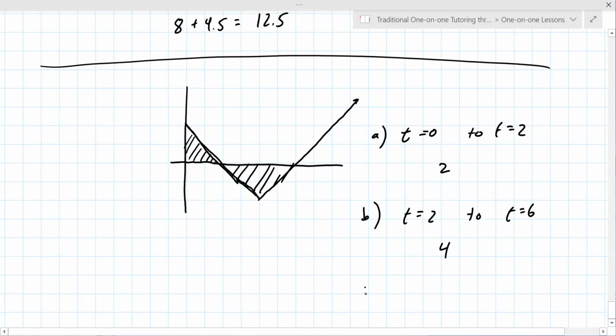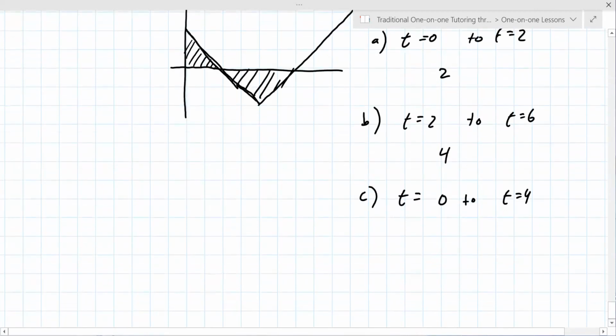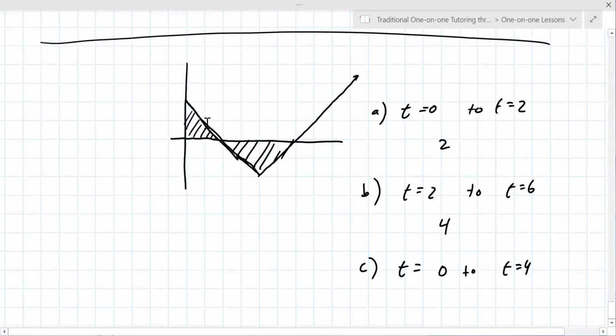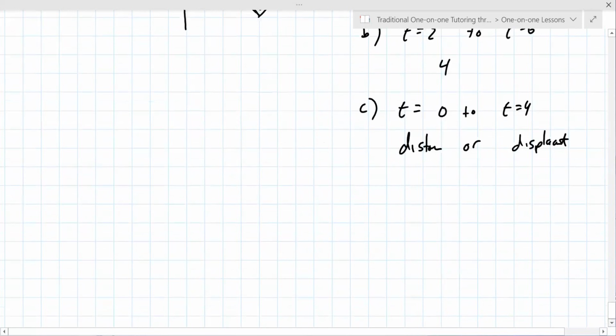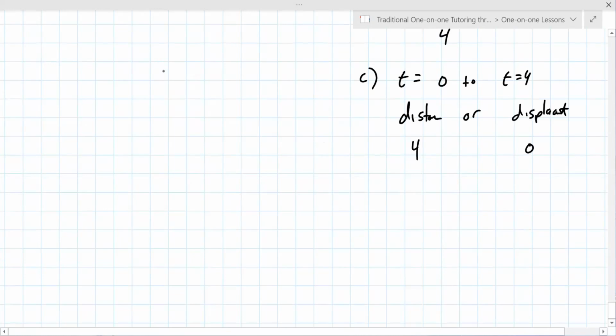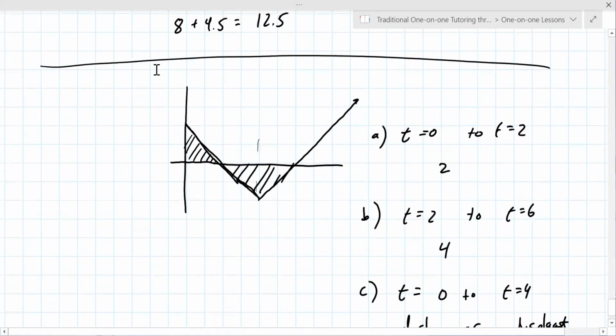Okay, but the real question is, what is it from t equals 0 to t equals 4? That's where you've got to be careful. Is it asking for the distance or the displacement? Well, how do you know? It has to tell you. So the distance from 0 to 4. Okay. 6. No, it's 4. Distance is 4, but the displacement is 0, because let me see if I can grab.